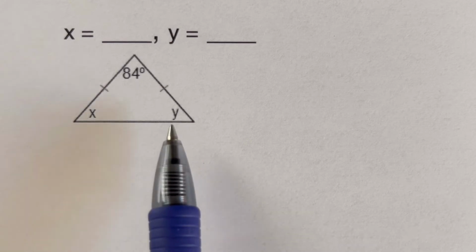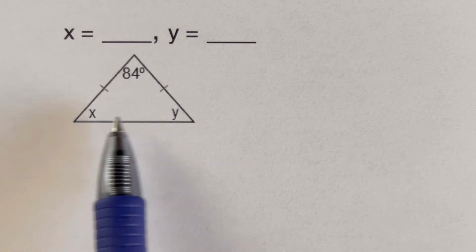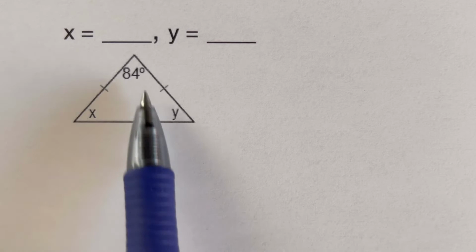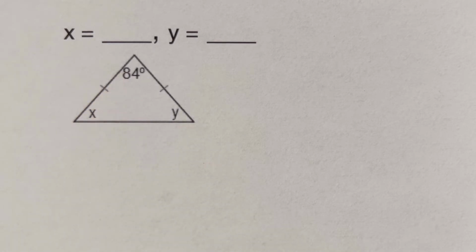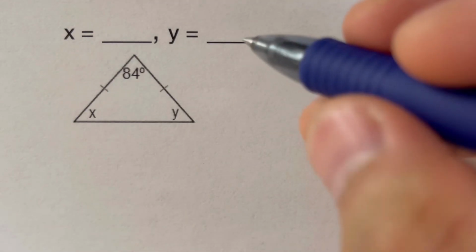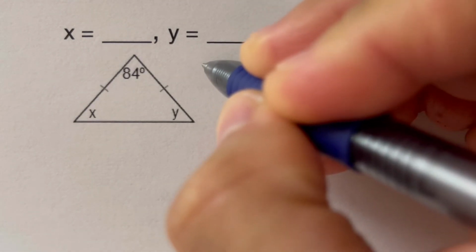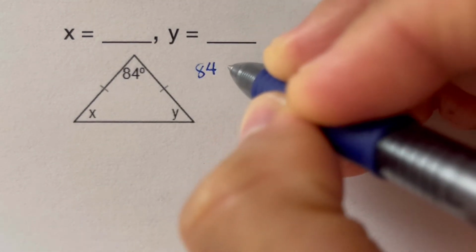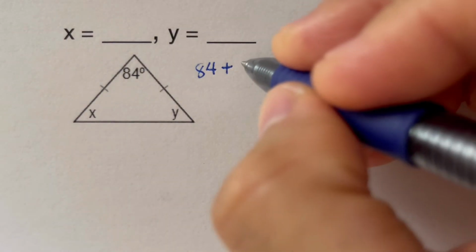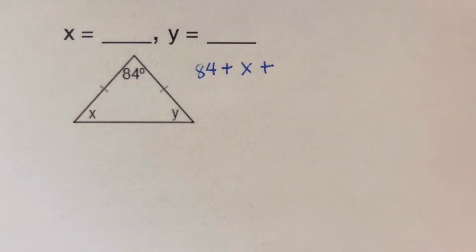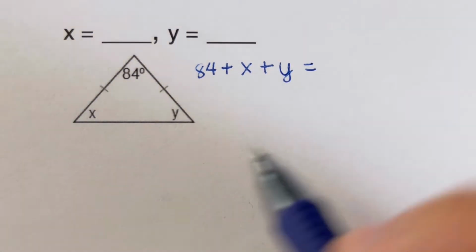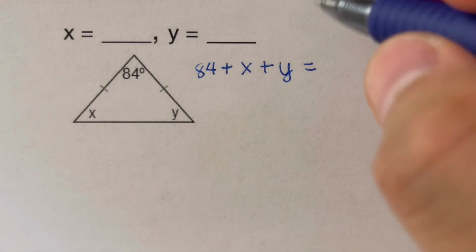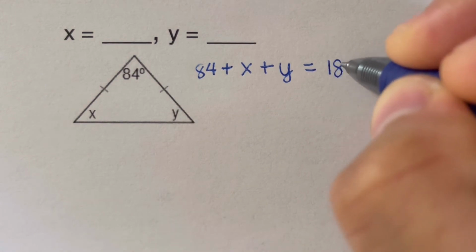Now, please remember that the sum of all the measures of the angles inside a triangle, that is the angle sum theorem, should always be equal to 180. So we can write the equation right here. We have 84, that's the first angle, plus the second angle, which is x, plus the third angle, which is y. All of these three, 84, x, and y, should be equal to 180 degrees.